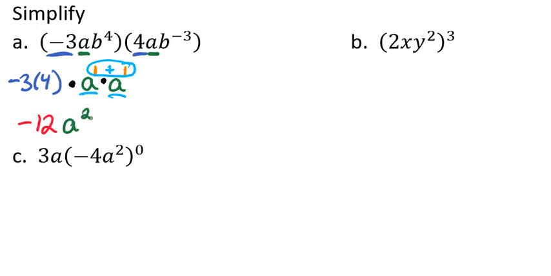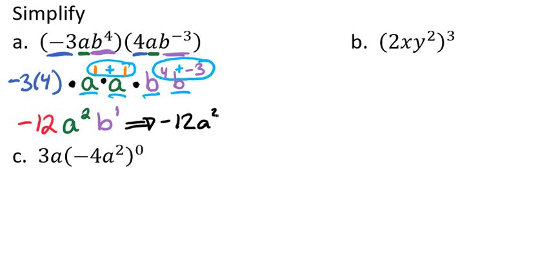And now we can look at our B's. So here we have a base of B to the fourth, and we have a base of B to the negative 3. And again, we have two bases that are twin bases. They're side by side. They're both B's. So we're able to take the exponents up on top, that 4 and that negative 3, and we get to add them together. So what is 4 plus negative 3? Yep, it's the first power. So we can simplify this, and it becomes negative 12a squared b to the first power. Or in other words, we would write negative 12a squared b.